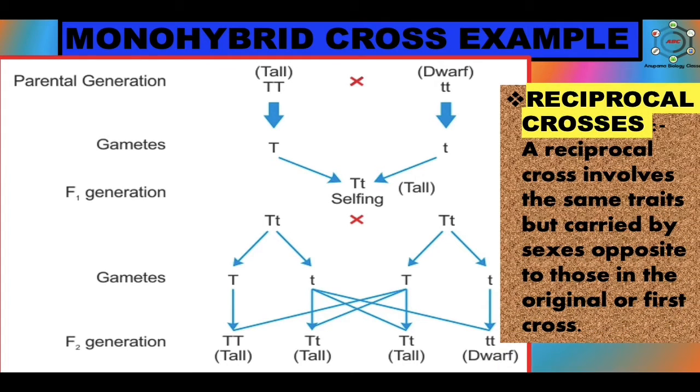Now, the reciprocal crosses. A reciprocal cross involves the same traits but carried by sexes opposite to those in the original or first cross. Like if in the original cross, pollen from the flower of a tall pea plant were transferred to the stigma of the flower of a dwarf plant, in a reciprocal cross, pollen from the flower of a dwarf plant is deposited on the stigma of the flower of a tall plant, just the opposite of the original cross.